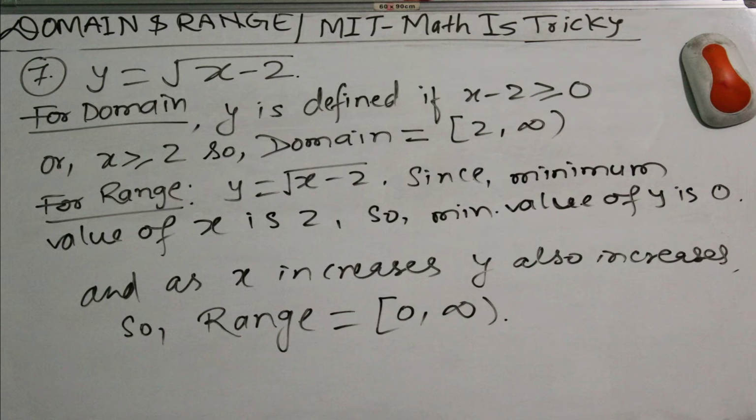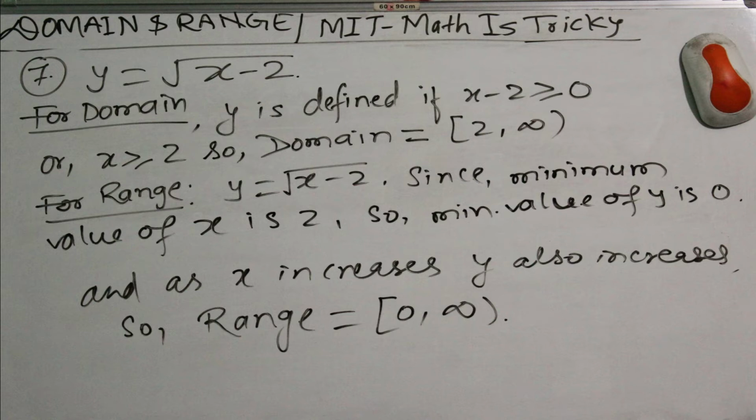Now let's move to question number 7. Question number 7 is y equals square root of x minus 2. For this we're going to find the domain and range of this function.